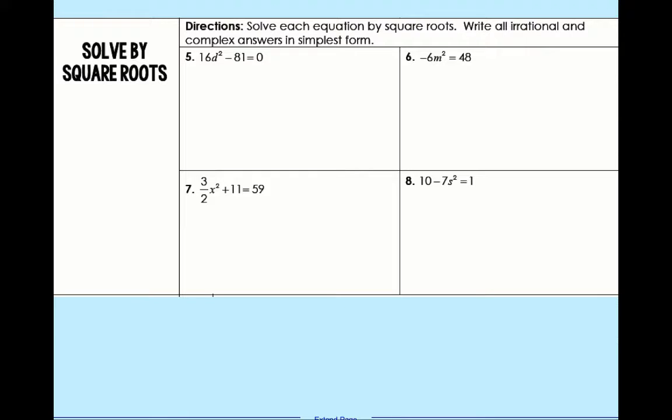Okay, when we're solving by square roots, usually what's going to be happening is we don't have a linear expression. In other words, we don't have a variable to the first power. So we just want to get that quadratic term by itself first. So for example, in this one, we would add 81 to both sides.